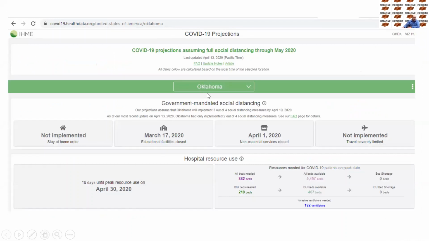This is the IHME website that you hear a lot about, looking at projections. So this is fed in from real-time data and updated about every 48 hours. This is Oklahoma data. I'm looking at our peak at this point of April 30th. But this is a website out of Washington.